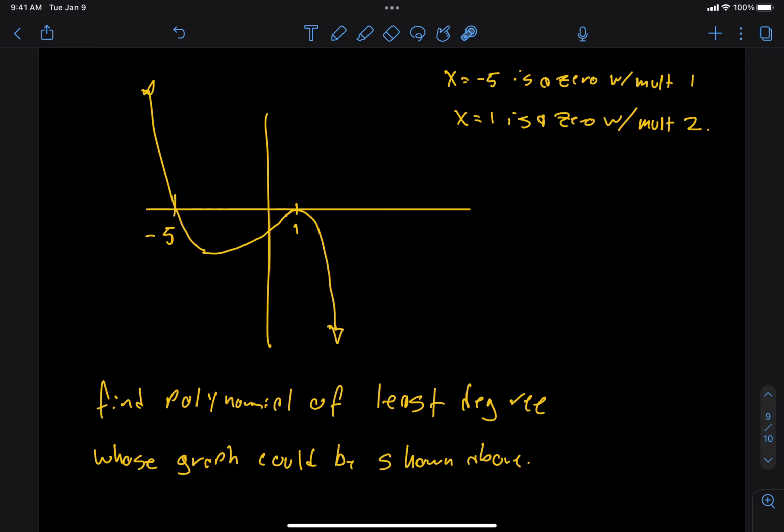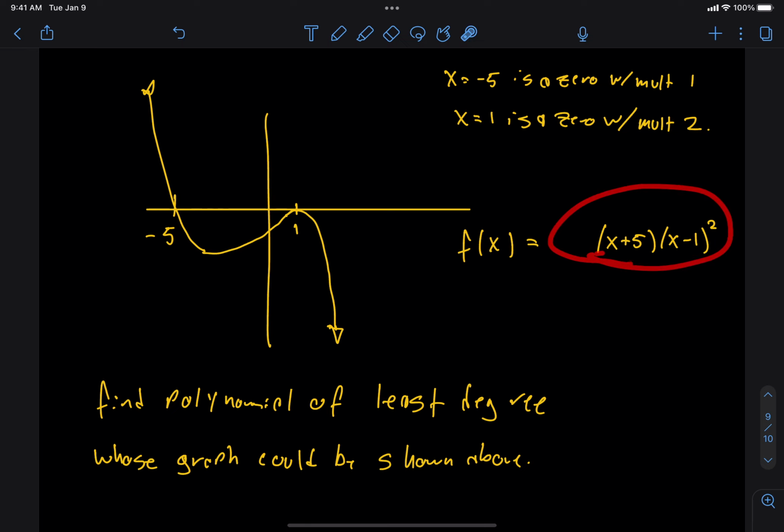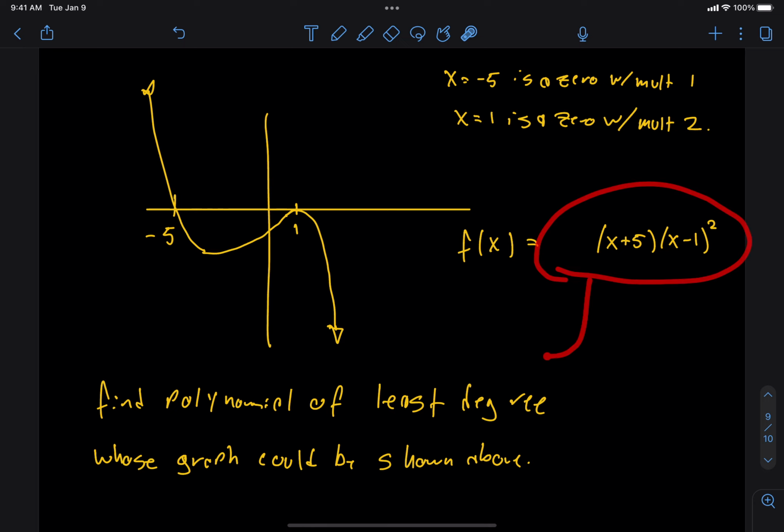Okay, so x equals -5 is a 0 with multiplicity 1 because we pass through. x equals 1 is a 0 with multiplicity 2 because we bounce off, okay? So f of x will be something like x plus 5 times x minus 1 squared. Something like this. Is there anything wrong with this function? Could this function have this graph?